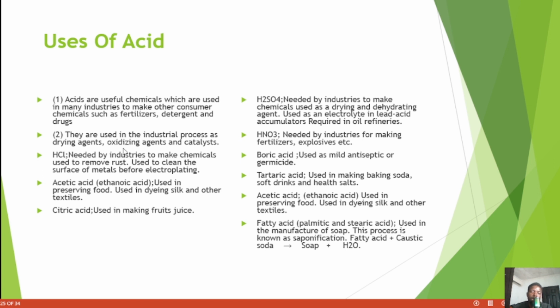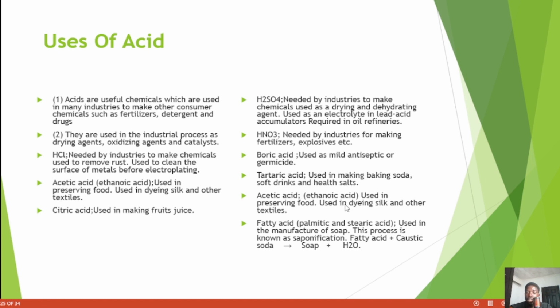They are used in industrial processes, as we said, as drying agent, oxidizing agents, and catalysts. HCl is needed by industries to make chemicals used to remove rust. It is also used to clean the surfaces of metals for electroplating. Acetic acid or ethanoic acid is used in preservatives in food, so it's used for preserving food. It is used in dyeing silk and other textiles. Citric acid is used in making fruit juice. If you consider your trioxynitrate 5 acid, it is needed by industries for making fertilizers and explosives. Boric acid is used as a mild antiseptic or a germicide. Tartaric acid is used in baking powder, soft drinks, and in health salts.